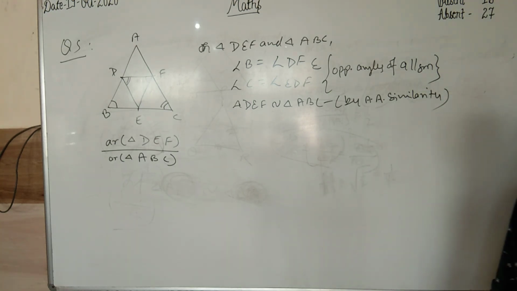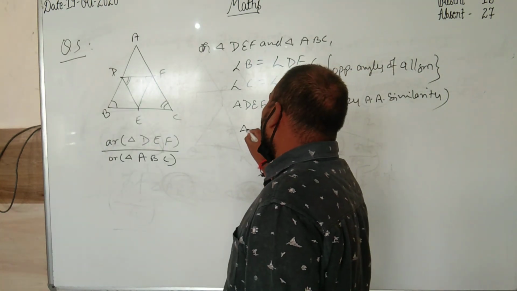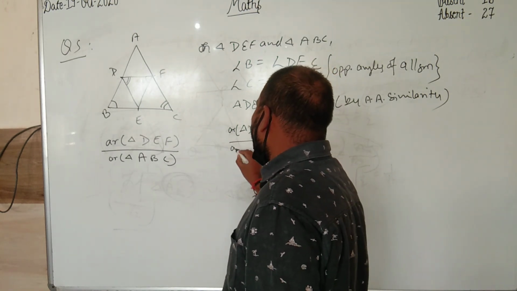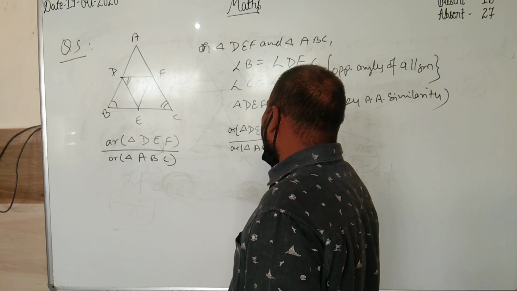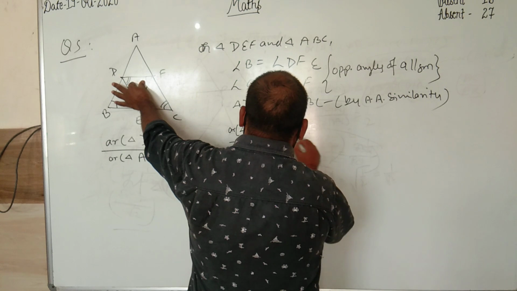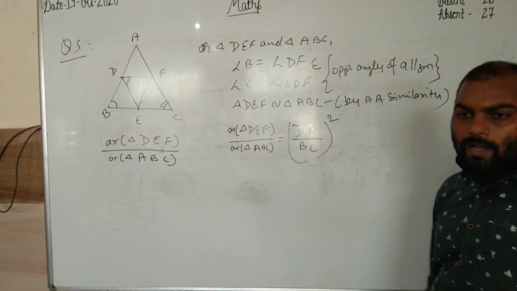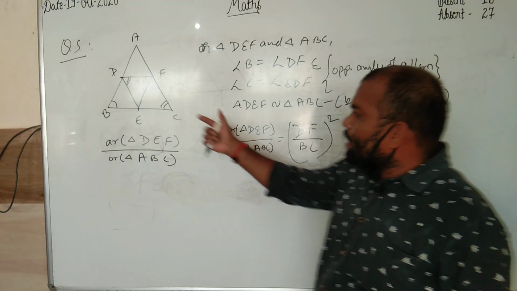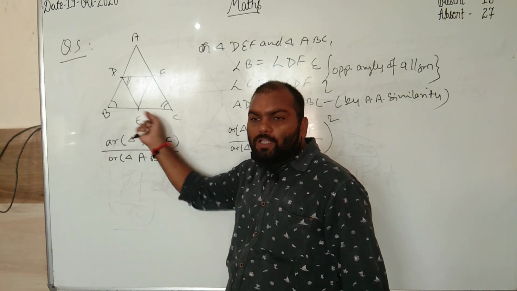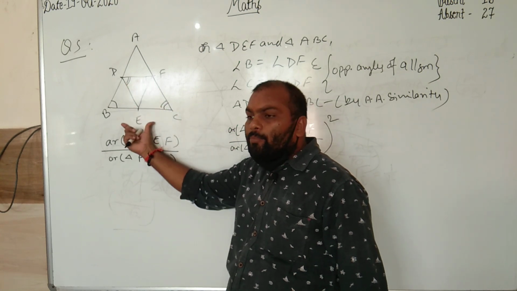Clear this much? Now we need to find the ratio of area. So area of triangle DEF by area of triangle ABC. We can take this DF by BC. Now DF is the side which contains both angles. Corresponding to that side is BC, which contains both angles. So we can take this DF by BC.